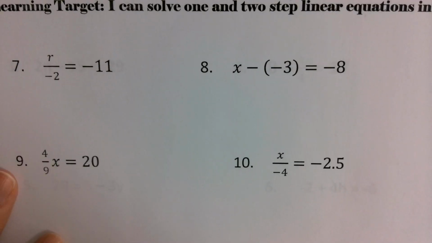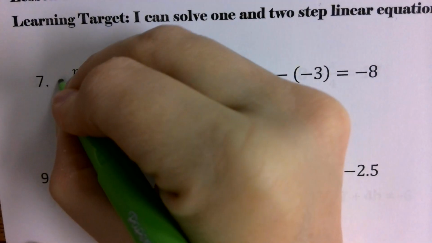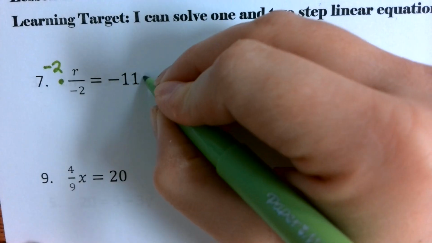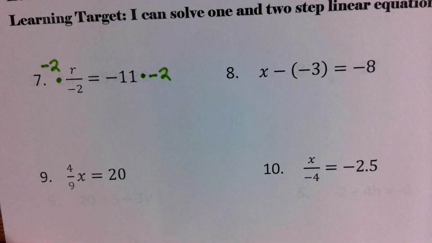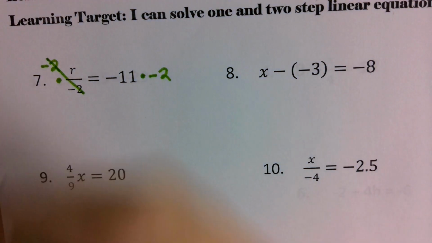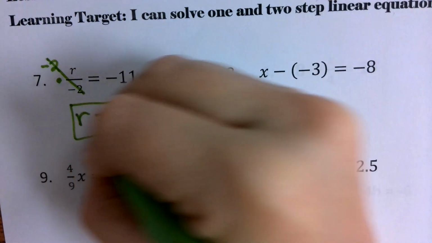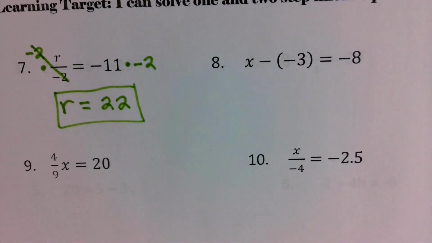Problem number 7, we see that r over negative 2 is equal to negative 11. That means our inverse operation is going to be to multiply both sides by the negative 2. One of the biggest mistakes that people make is that they only focus on the number and they forget to focus on the sign. When it's multiplication or division, the sign must be included. If it's addition or subtraction, you're obviously doing the opposite of that sign. So we're going to multiply both sides by a negative 2. You should get r is equal to a positive 22.